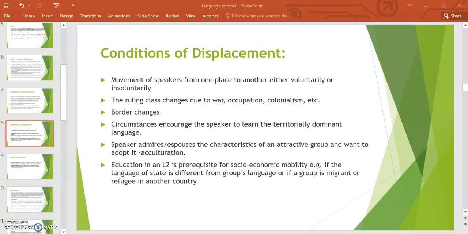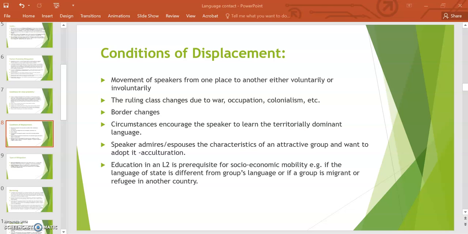Another condition of displacement, the ruling class changes due to war, occupation, or colonialism. For example, when the Britishers colonized India, English became the language of the court, and also the language of higher education, the language that had the power to give maximum socio-economic mobility. So we had to learn English, and we are still continuing. It still holds that power and position.